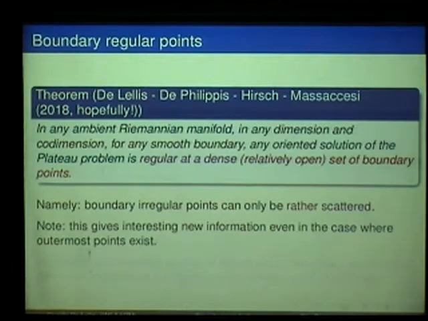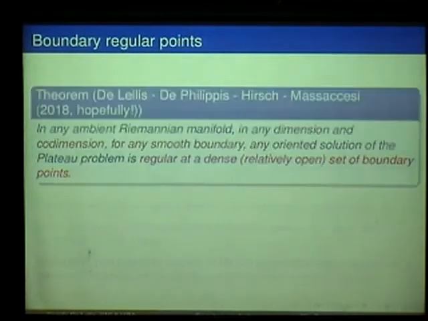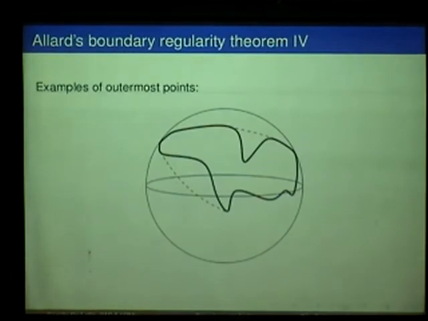Note that this is actually giving you interesting new information, even in the case where you have outermost points. So if you go back to this example, Allard was giving you full regularity over here, but it was giving you no information here, where you have no barriers. Now our theorem tells you, here there might be singularities, but there is a dense open subset of this curve where you actually have regularity.